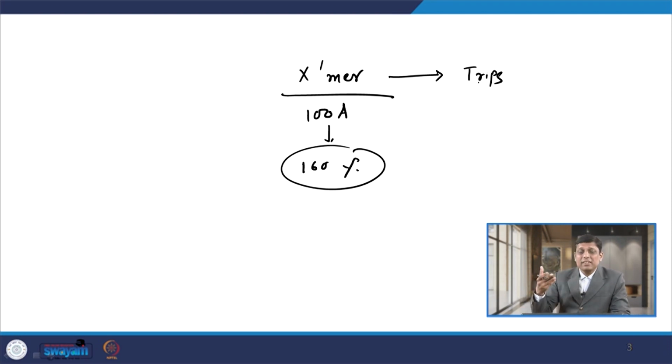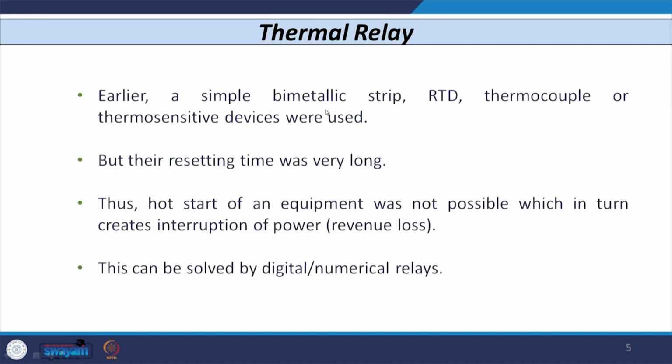If I want to restart the transformer, my objective is to reconnect the transformer in the circuit as immediately as possible. Reconnection of the transformer in the circuit depends on the resetting time of the relay. In the earlier case, whichever relays were used, which utilize RTD, thermocouple or thermosensitive devices, their resetting time was very long. So, hot start of any equipment is very difficult, and that will lead to some time gap. After some time only we are allowed to start the device or reconnect the device in the circuit. So, that will also lead to revenue loss.